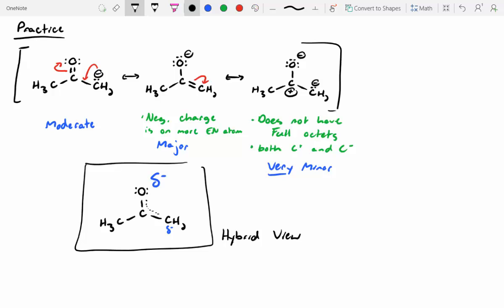Yeah, so which bond do you think is going to be more double bond, like the carbon-oxygen or the carbon-carbon? Carbon-oxygen. We said that this is going to be our major structure, which means that carbon-carbon bond is going to have more double bond character than that carbon-oxygen bond. It's not going to be equally distributed necessarily.